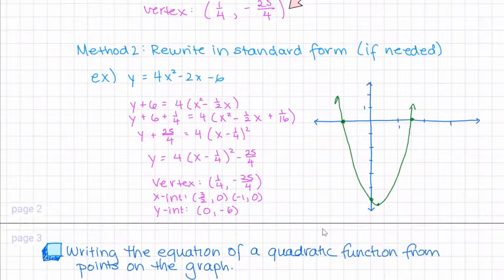Which one's easier? I don't know. I mean, both ways you've got to deal with fractions. Just kind of a personal preference, I think. And then you would find the x-intercepts and the y-intercepts exactly like we did above, so I didn't work those out again. It's really just finding the vertex, two different ways to do it.